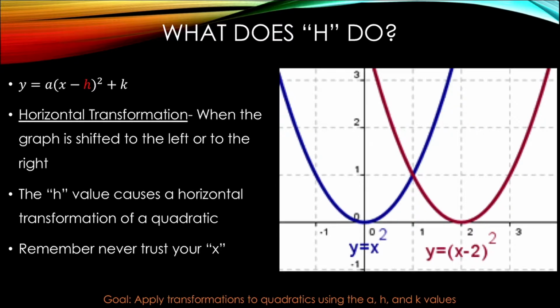Alright, H. H tells me my horizontal transformation, which means it's going to shift the entire graph left or right. The tricky part is the H value does the opposite. So we don't trust our X. If I said X minus 3 squared, typically negative is in the left direction, but we never trust our X, so it is actually shifted to the right by 3 units. So H is horizontal, left and right.